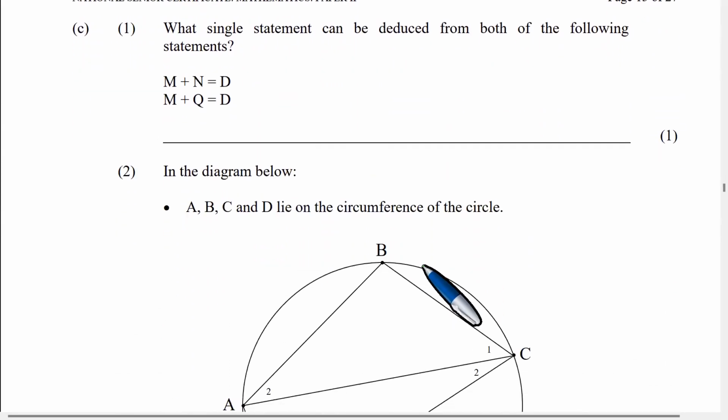What single statement can be deduced from both of the following statements? What can we deduce from the following statements? That M plus N is D and M plus Q is D. What do we deduce at this point? Well, if M plus N is D, and M plus Q is D, we can deduce that angle N must be equal to angle Q.